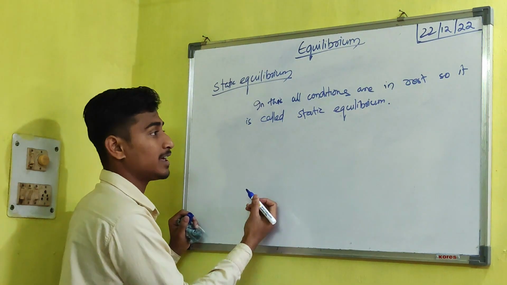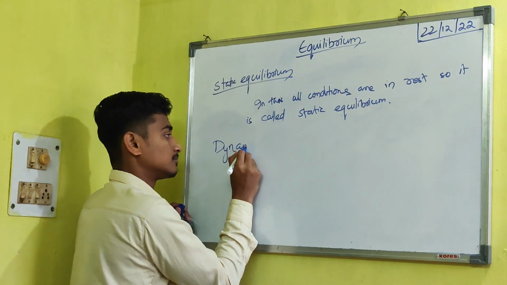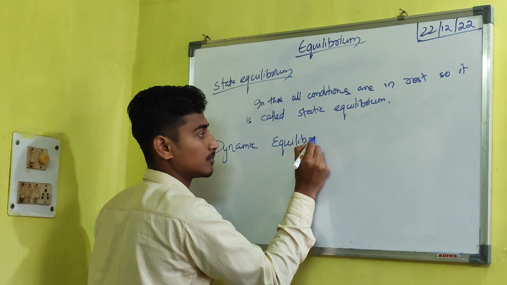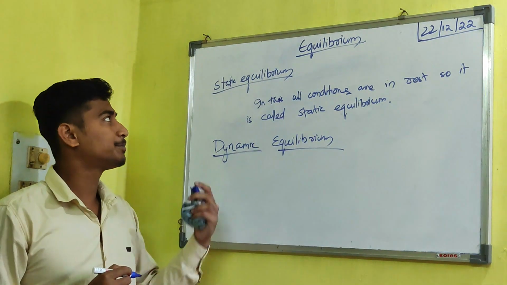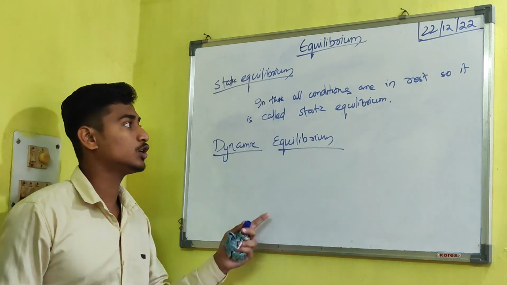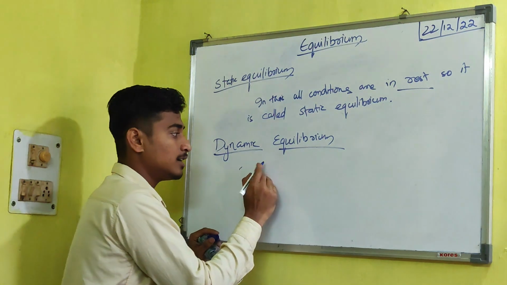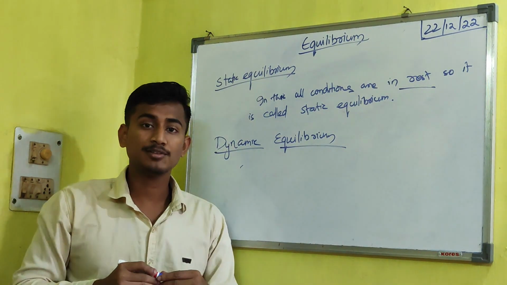Then come to the other type of equilibrium, that is dynamic equilibrium. There is a slight difference from static equilibrium. In static equilibrium there is a rest position, but in dynamic equilibrium there is movement, which means the conditions are in movement. Let's take an example of a shopping mall.